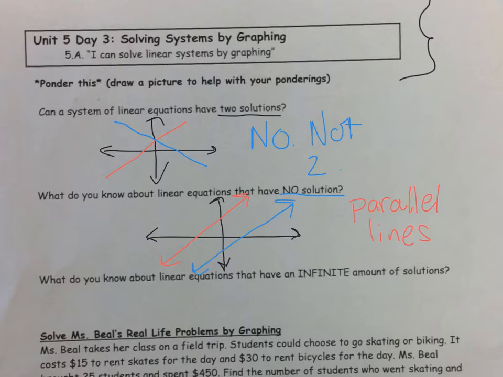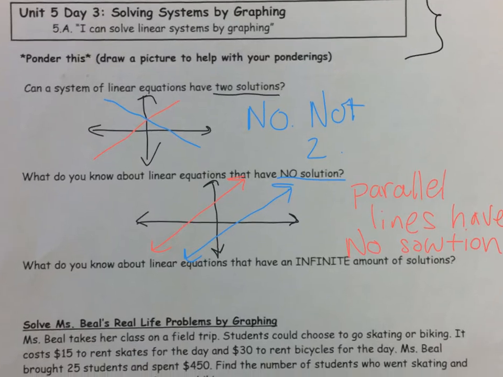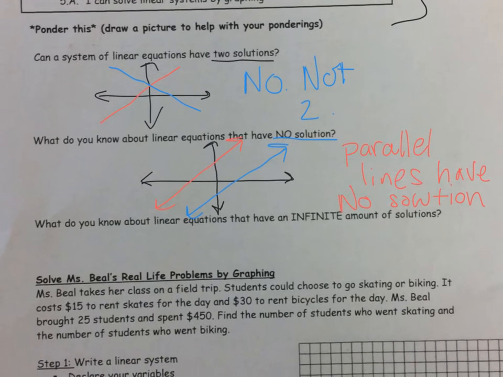So parallel lines have no solution, because there's no point of intersection. They're never going to intersect. If you need to, pause, think about that, draw your picture.